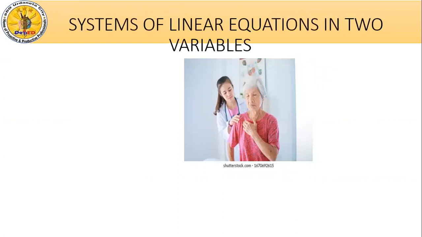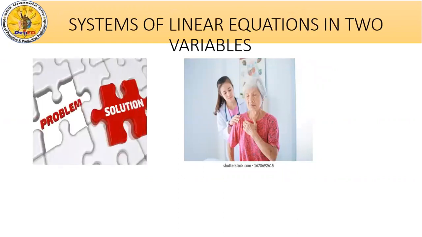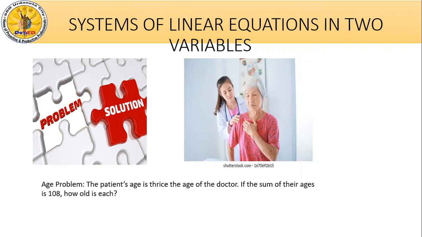Now, when we say systems of linear equations in two variables, we use this in order to solve problems like age problems, geometry problems, distance problems, work problems, and others. In our picture here, we have an example of a problem which could be solved using systems of linear equations in two variables.